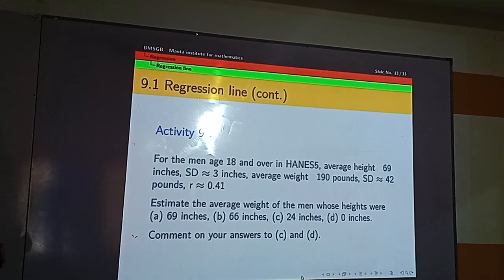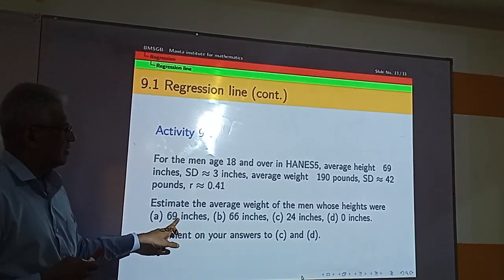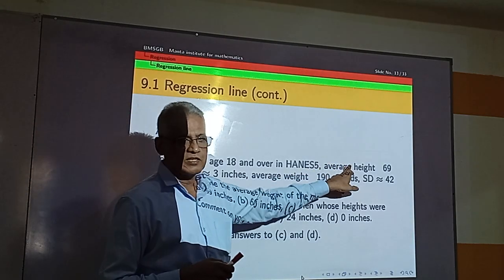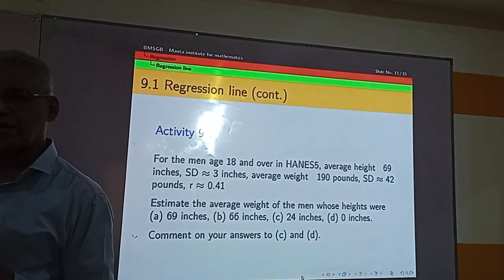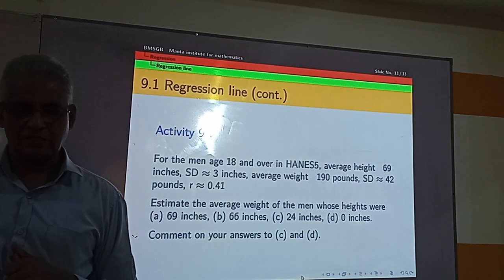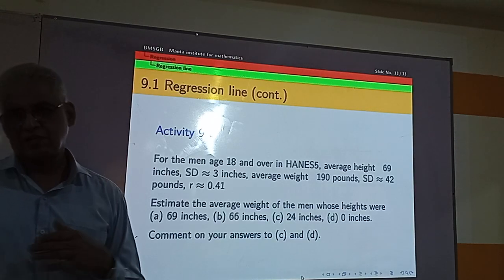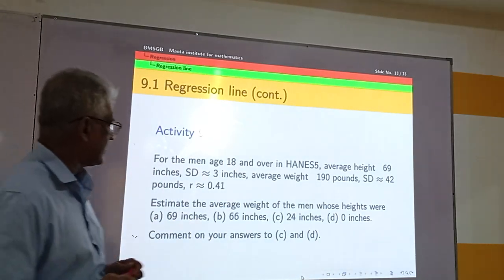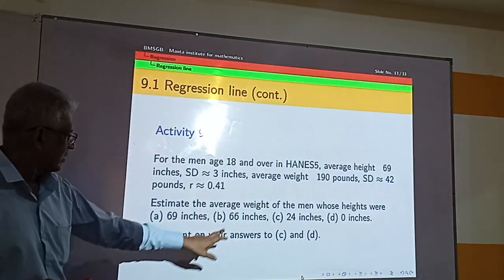So if the height of the people that we are considering is 69, it is the same as the average height of all the men. So we are not going any amount above or below, we are on the same point. Then in that case, the average weight will be the average of weight, so there will be no change. The average in that case is 190. Okay, this one.